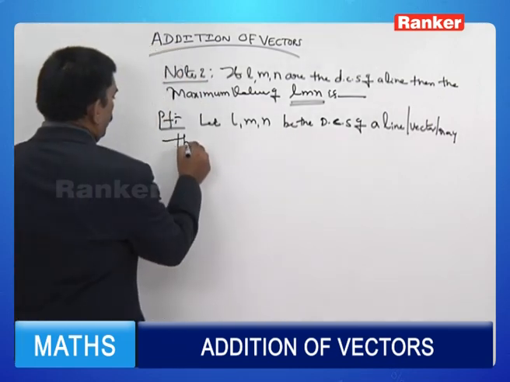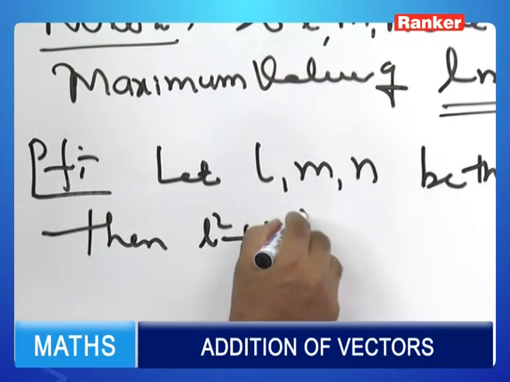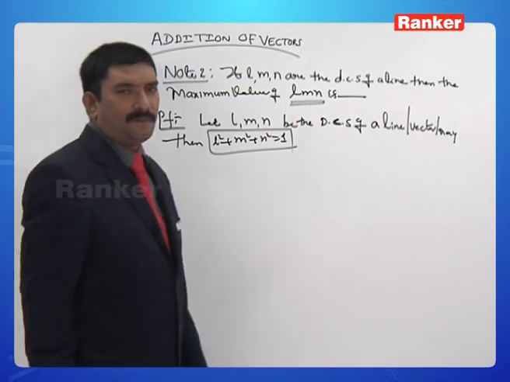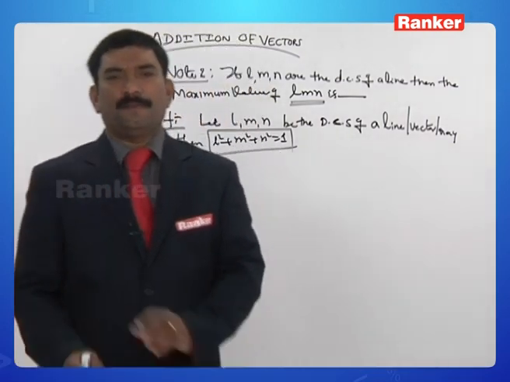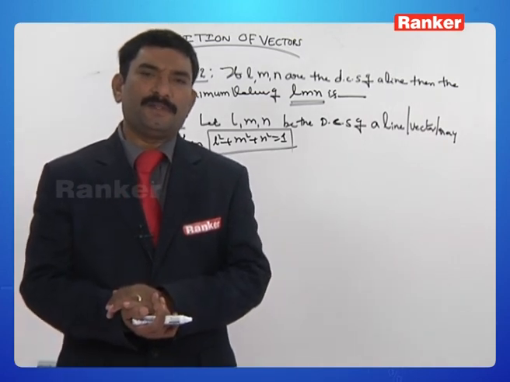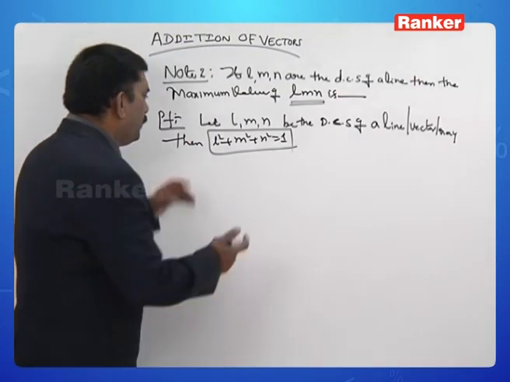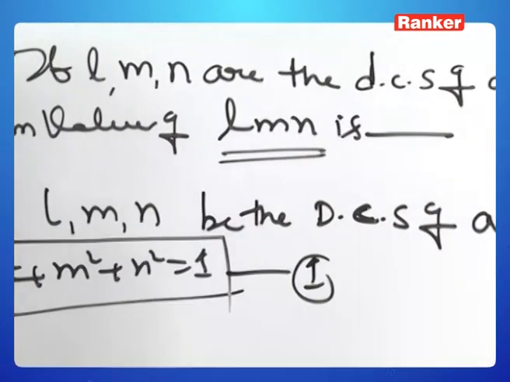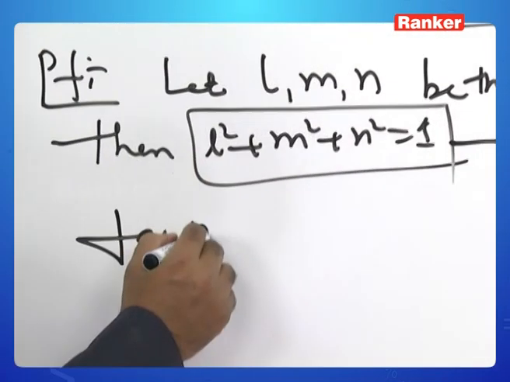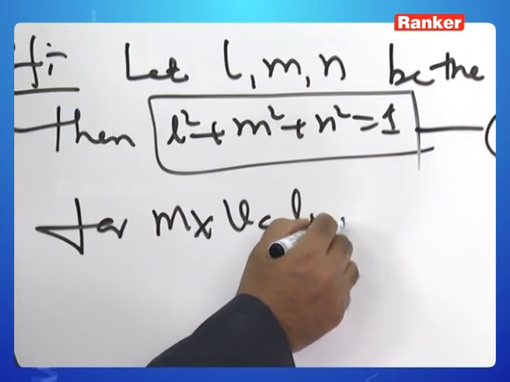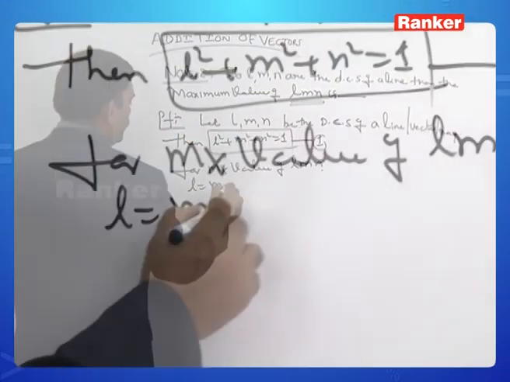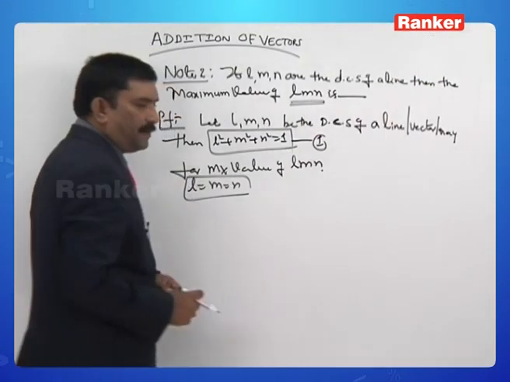Then we know it already from the earlier discussions. Sum of the squares of the direction cosines is equal to 1. That is, L square plus M square plus N square is equal to 1. Call this 1. We know it already. Now, for the maximum value of LMN, L must be equal to M must be equal to N, because it comprises 3 variables.